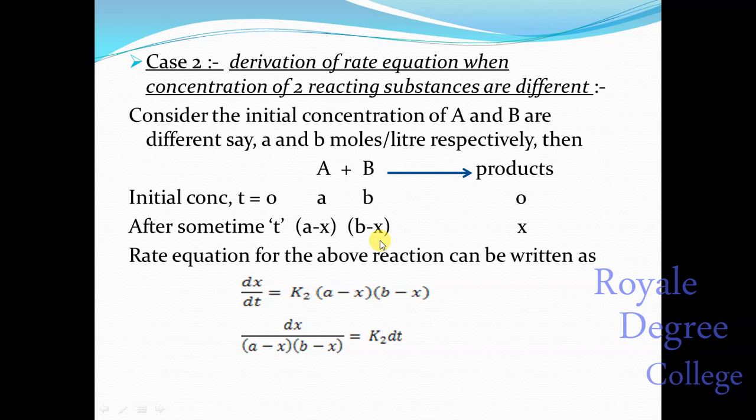The rate equation for the above reaction can be written as how? dx/dt, that is the change in the concentration of x with respect to time, is equal to k2 (a minus x), that is the concentration of A and the concentration of B after time t, that is (a minus x)(b minus x). Now we are bringing the x value to one side. So dx divided by (a minus x)(b minus x) is equal to k2 dt, where we bring dt to the other side.